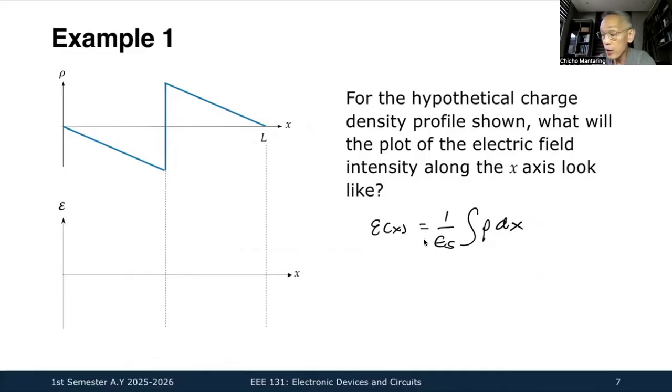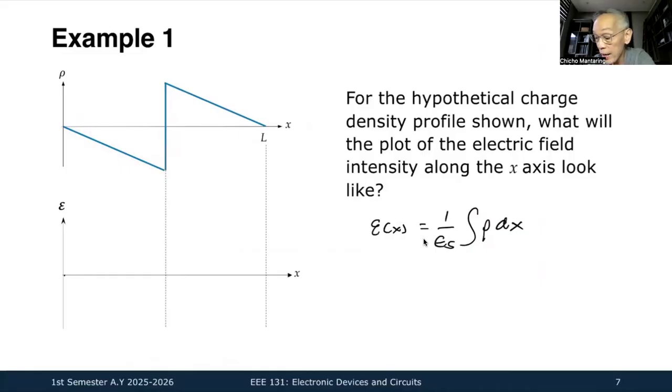What will your area look like? What will the area of this curve look like as you are going from 0 to, let's say this is L over 2? As you're going toward the right, the area will be increasing, and the rate at which it is increasing will also be increasing. It's going to be a negative area.